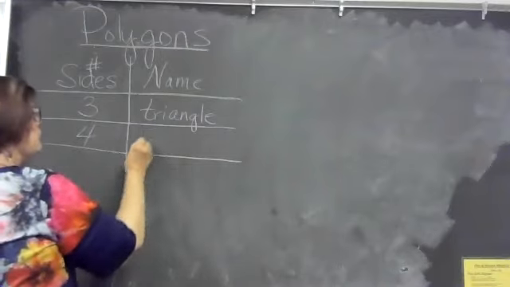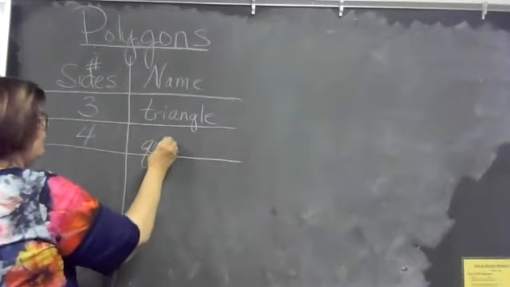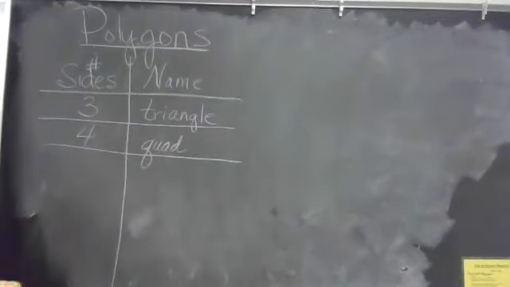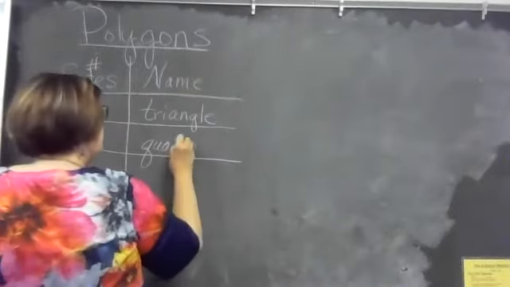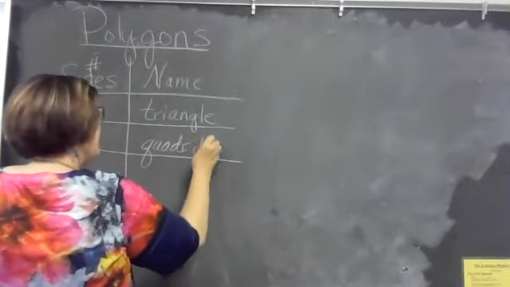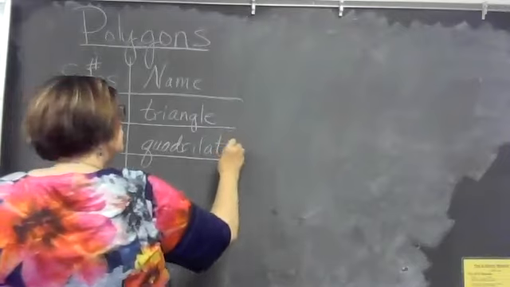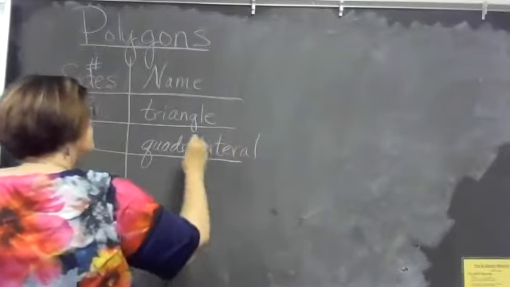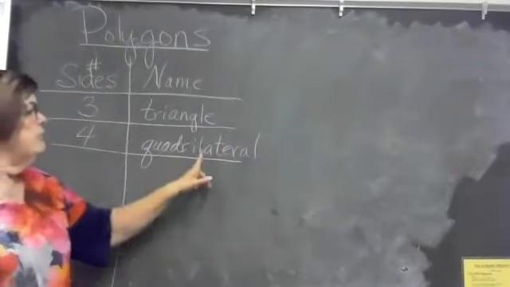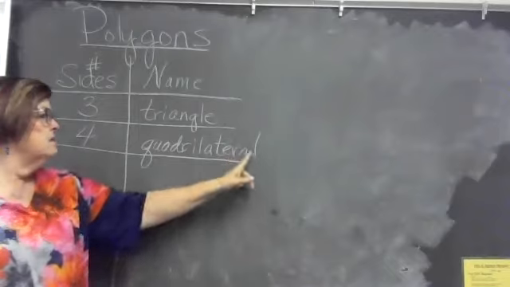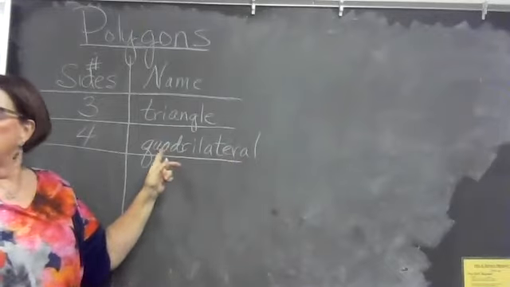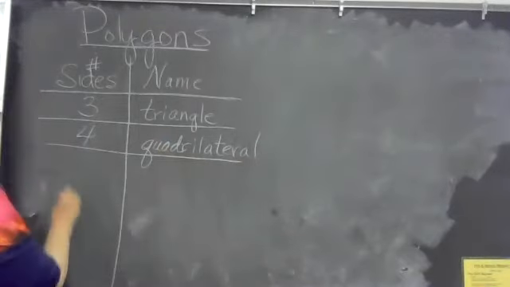4, you would think that quad means 4. Okay, quad means 4. So a 4-sided polygon is a quadrilateral. Lateral means sides, straight sides. Quad means 4.